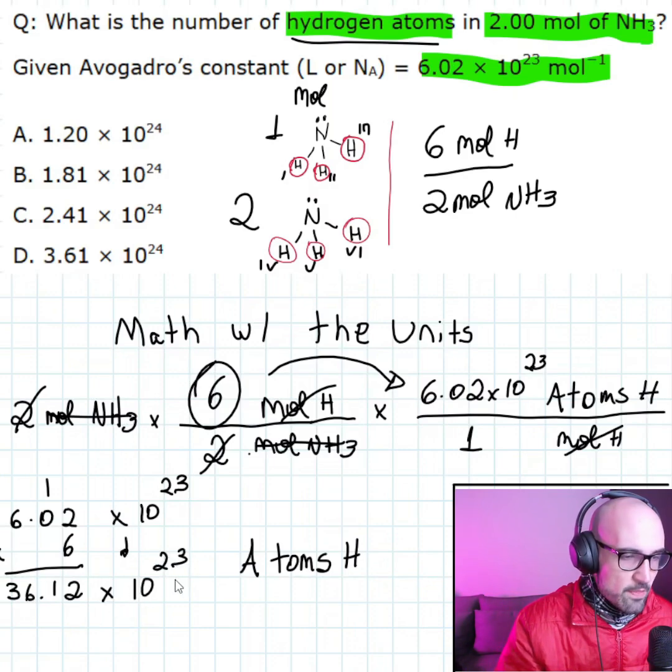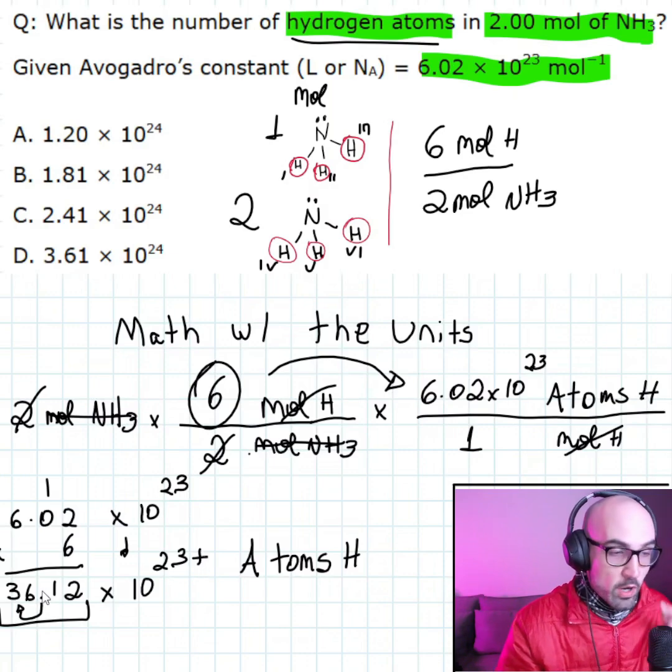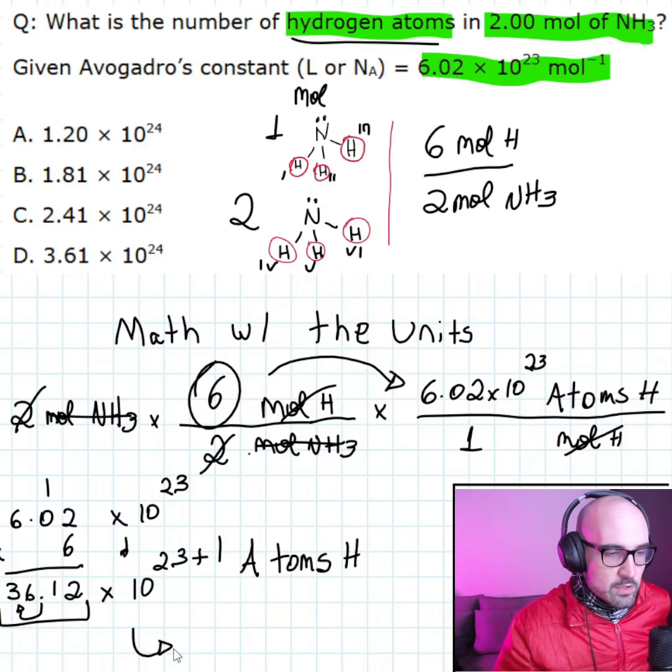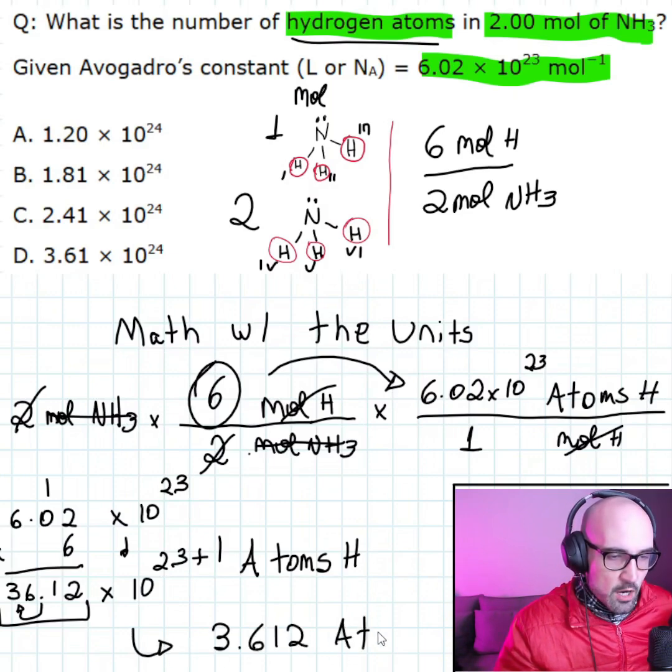We know that the number here has to be between 1 and 10. So I need to move my dot to the left. If I move to the left, I add. Because I moved it 1 spot to the left, I am going to add 1. Therefore, my result is going to be 3.612 times 10 to the power of 24 atoms of hydrogen. Alternative D.